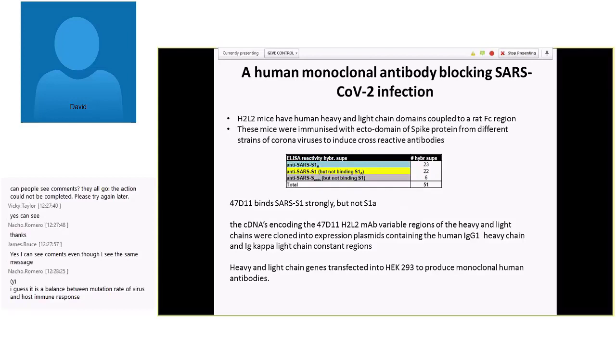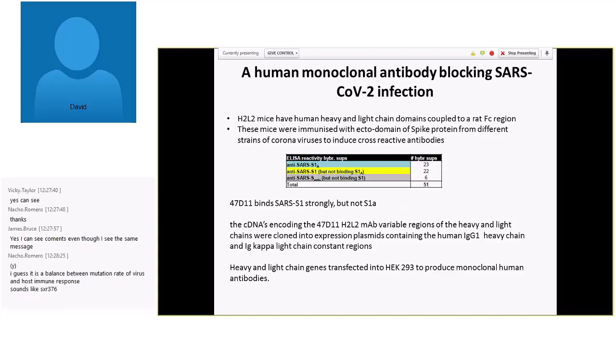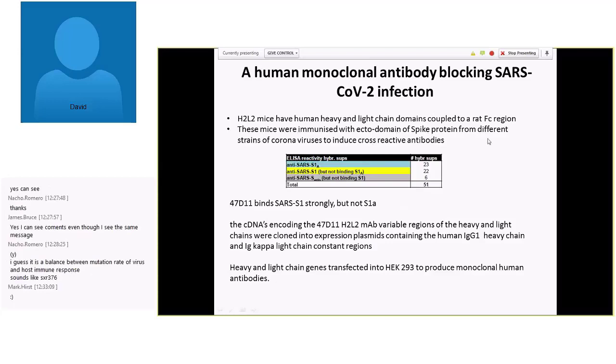So this particular monoclonal antibody, which is in a paper described on Monday, what they'd done was they had taken mice which have the human heavy and light chains of the antibodies coupled to a rat Fc region. These are referred to as H2L2 mice, and they were immunized with the S protein, the external domain, from different strains of coronavirus, because what they were interested to do was to potentially see whether they could induce cross-reactive antibodies.